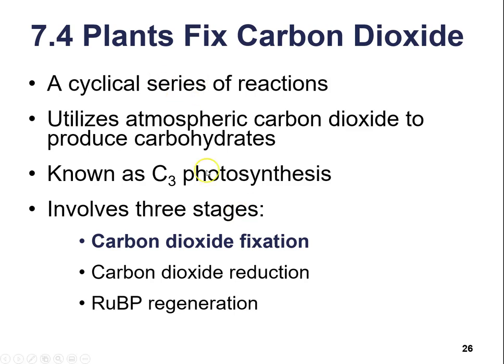We call this C3 photosynthesis because there are other types of photosynthesis. Remember, I mentioned that at the beginning of the chapter, and I told you you're not really responsible for it. If you see it called C3 photosynthesis, that's because there also is C4 photosynthesis. But we're not going to worry about that. The three main stages of the Calvin cycle, which you should know, are: carbon dioxide fixation, carbon dioxide reduction, and RuBP regeneration. Those are the three stages of the Calvin cycle.